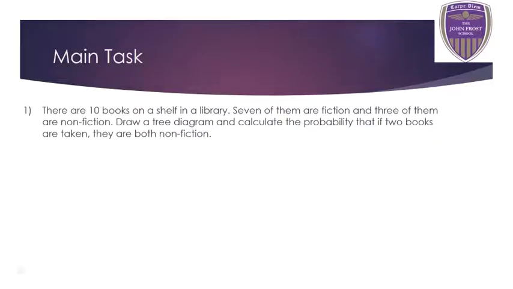All right, so the first one then, there are 10 books on the shelf in the library, 7 of them are fiction and 3 of them are non-fiction. Draw a tree diagram and calculate the probability that if 2 books are taken, they are both non-fiction.